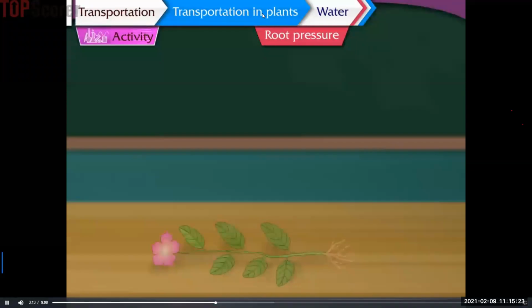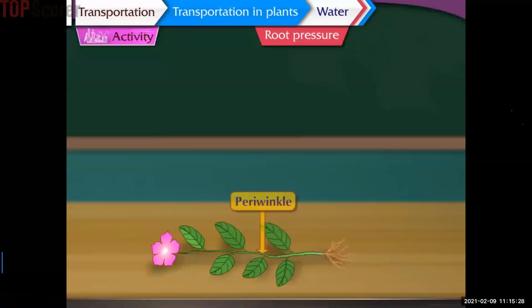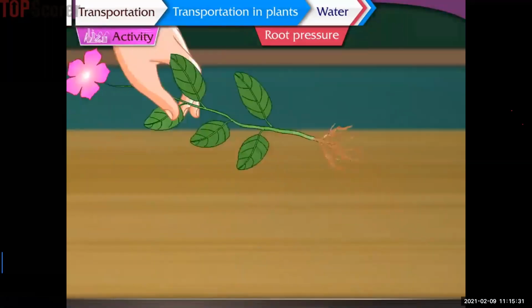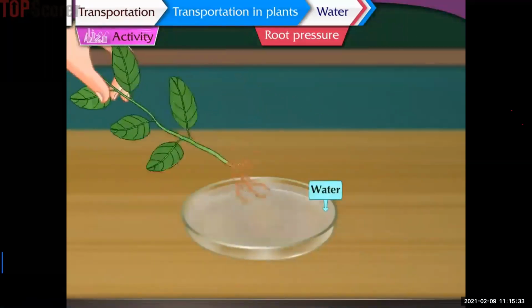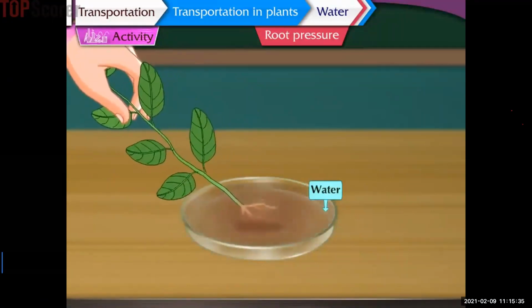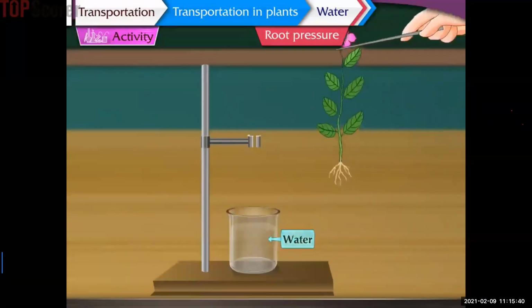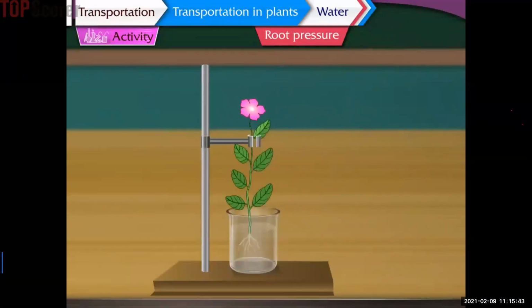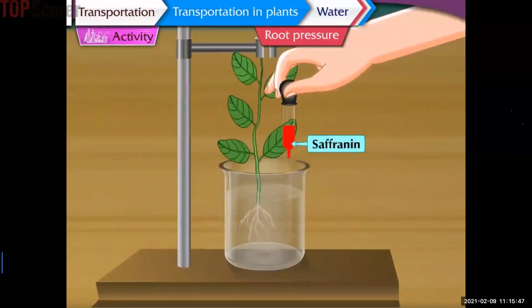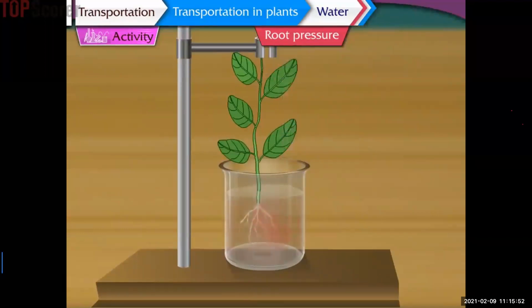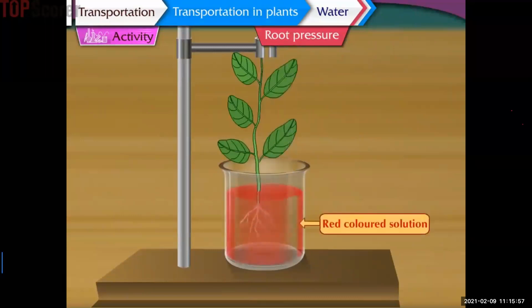Activity. Let us take a small herbaceous plant like periwinkle or balsam along with its roots. Wash its roots thoroughly by shaking it in a container filled with water. Place the plant in a beaker containing water and attach it to the stand with a clamp so that it remains erect with the roots spreading in the water. Add few drops of safranin or red dye eosin to the water. Stir the water carefully with a glass rod. We see that the water turns red.